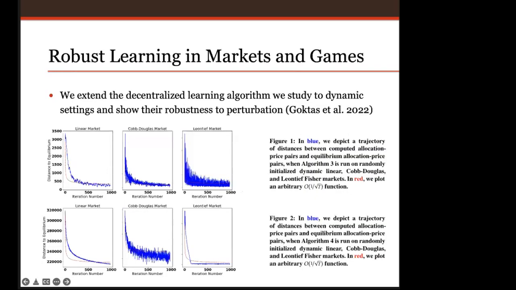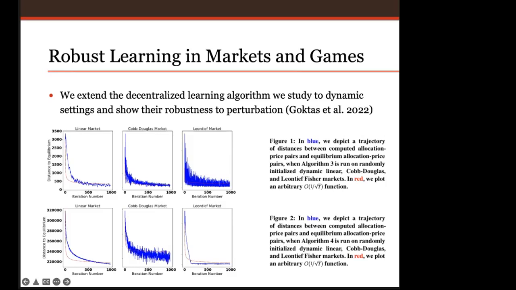Another thing that we've also done is to actually extend our results to some dynamic settings. And the reason why we need to do that is that real world markets are not static. And a lot of the algorithms that we study are essentially algorithms that work in a repeated market where the environment is not changing. But in the real world, the environment is constantly changing. Supplies are changing, preferences are changing, budgets of the consumers are changing. So we wanted to make sure that our algorithms were actually robust to perturbation or changes in time.